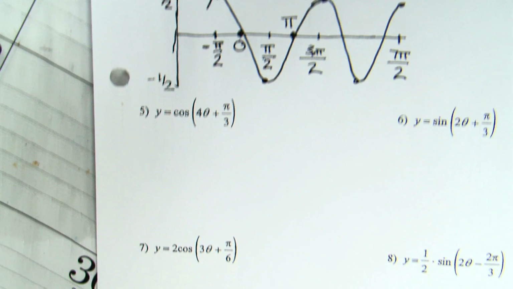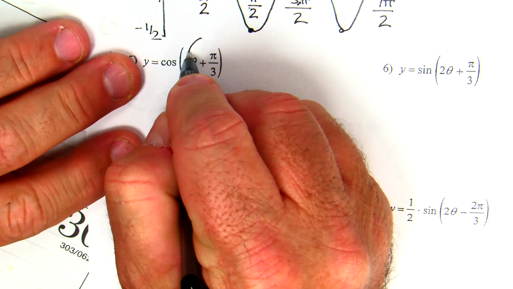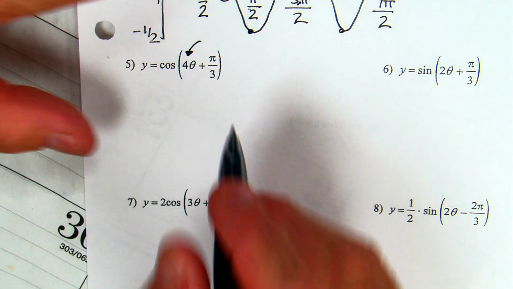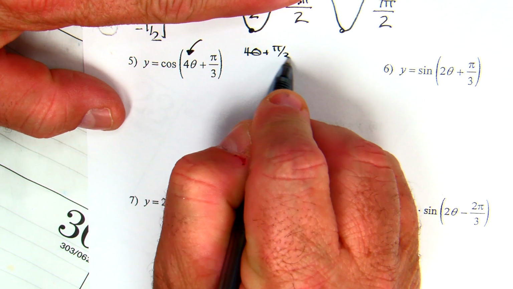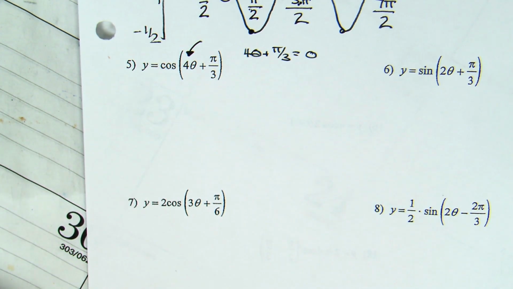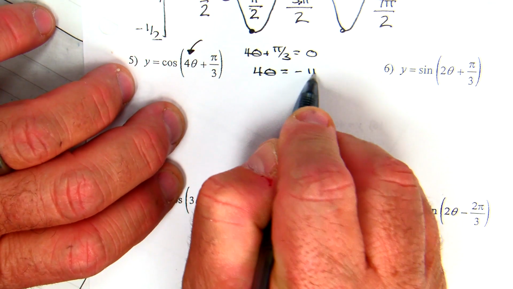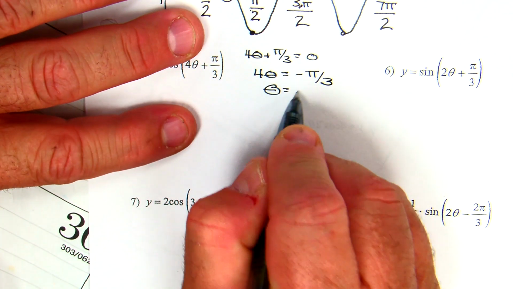All right. So now I'm going to go down to number 5, because for the first time, I have a coefficient. Either in your head or on paper, you're going to take that expression 4 theta plus pi over 3 and set it equal to 0. We subtract the pi over 3 from both sides. 4 theta equals negative pi over 3. Divide by 4, and you finally get negative pi over 12.